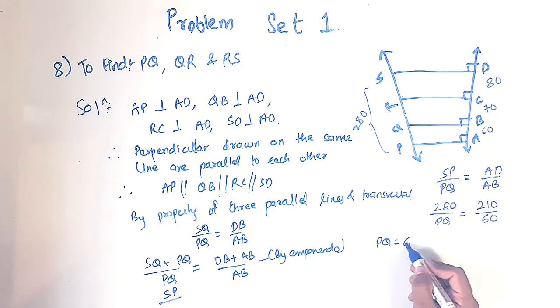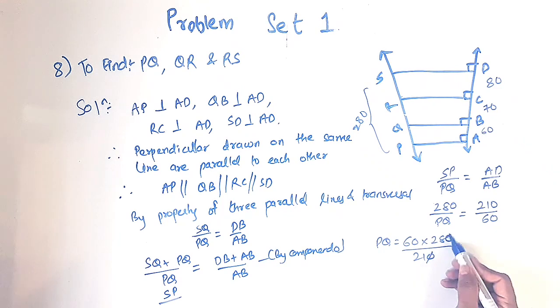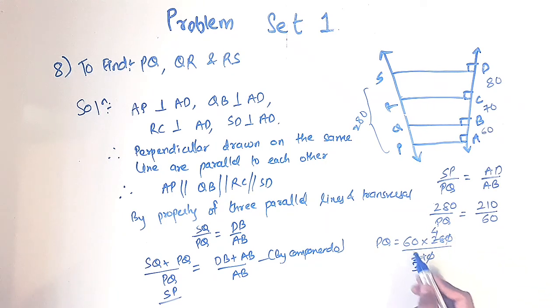Now you can simply cross multiply. PQ is equal to 60 into 280 by 210. I can cancel this. 7 3s are 21, 7 4s are 28. This can be cancelled. 3 1s are 3, 3 2s are 6, so 20. Now PQ becomes 20 into 4, so PQ we got 80. Now one more intercept I'll find, so that automatically I can get the third one.